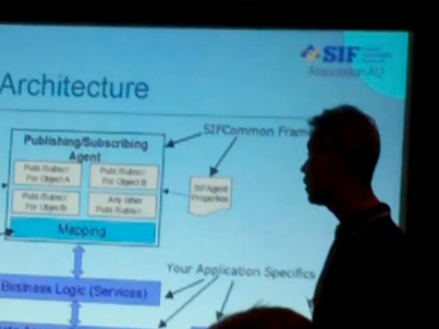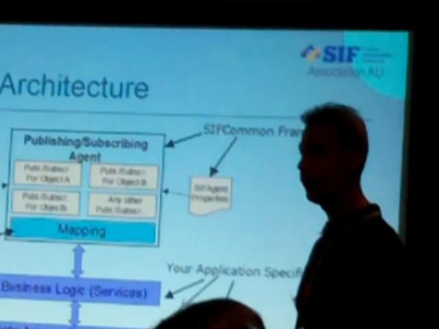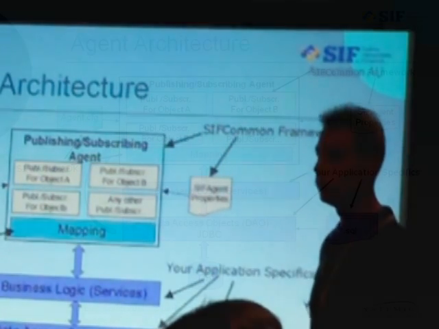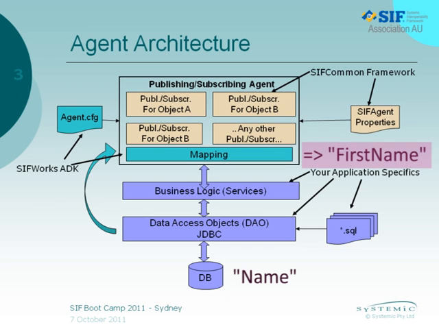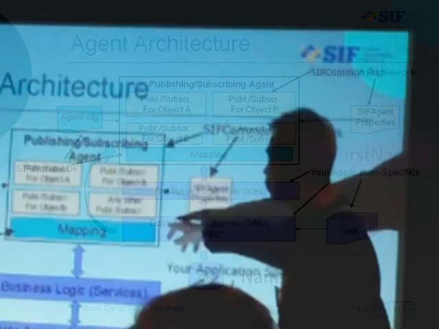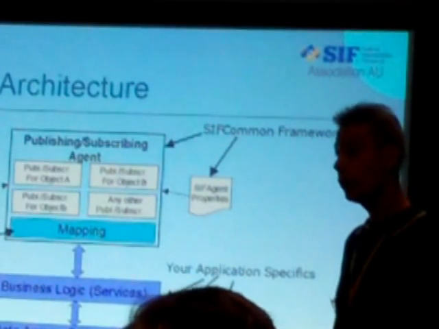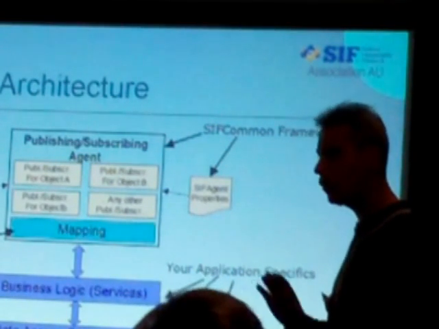But there's a mapping functionality built into the ADK, which means you don't have to write code if, in your database, the student name is called name, but the SCF object wants it in first name. You need a mapping update that copies this field to that field. You can do that through a mapping configuration rather than code if you want to. We'll get to that this afternoon.